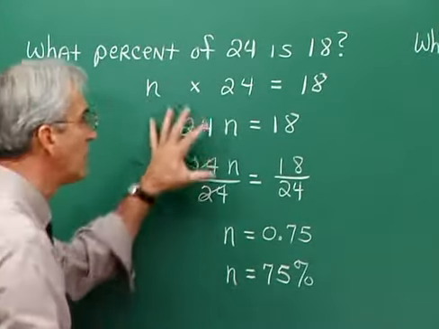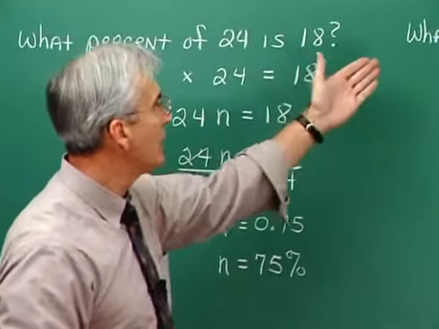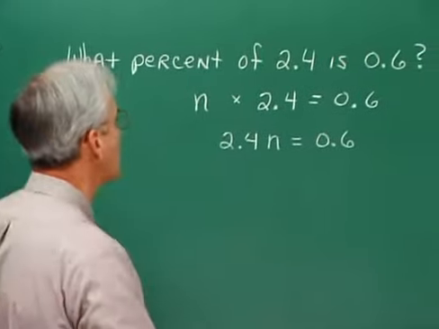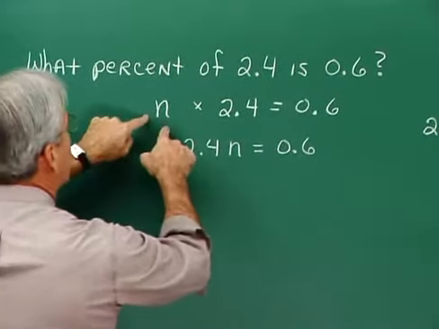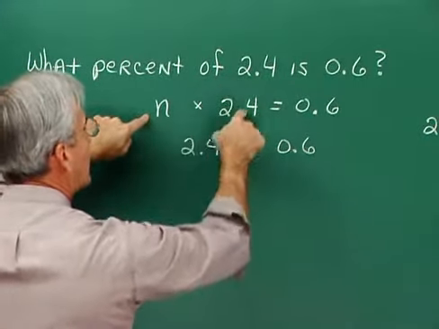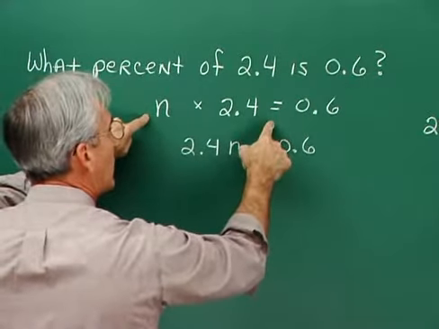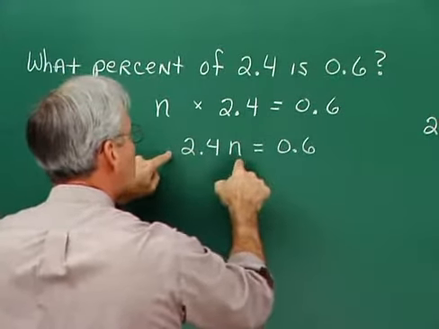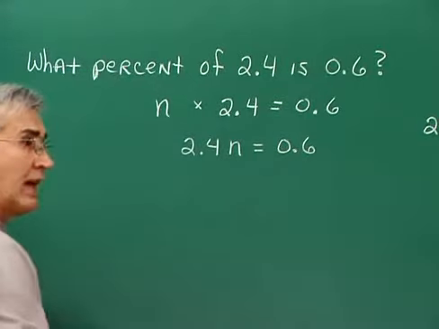All right, so this is the format that we're going through. Here again, what percent of 2.4 is 0.6? What percent, n; of means times 2.4; is equal to 6/10. And so we have 2.4 times n equals 6/10, and away we go.